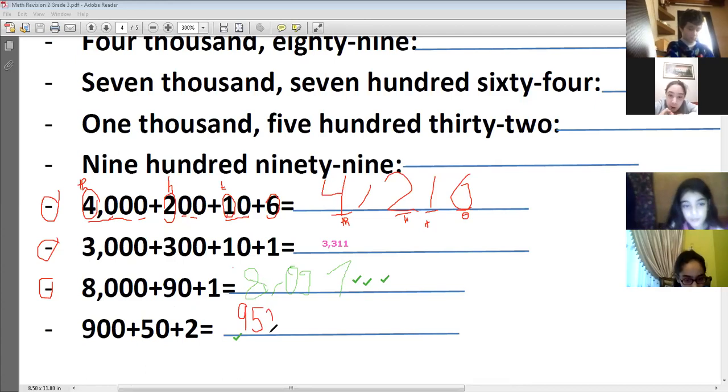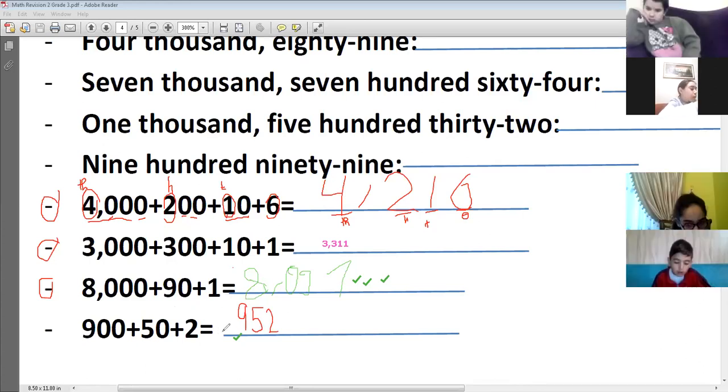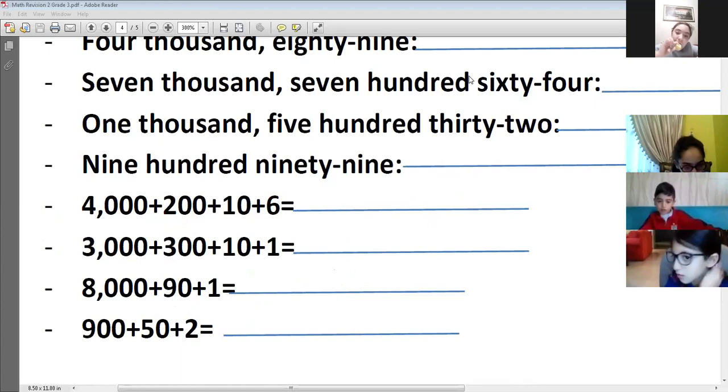52. Excellent, Elena. Look, in this case, we don't have the 1,000 digit because as you see here, we don't have a number with 3 zeros. Excellent, Elena. All of you will solve, okay? There are many more exercises.